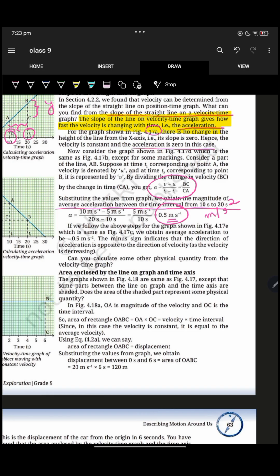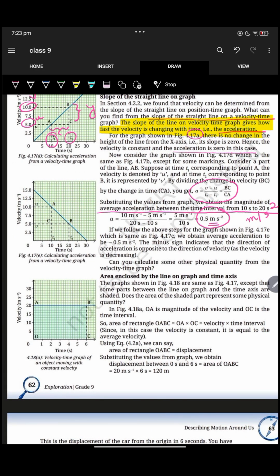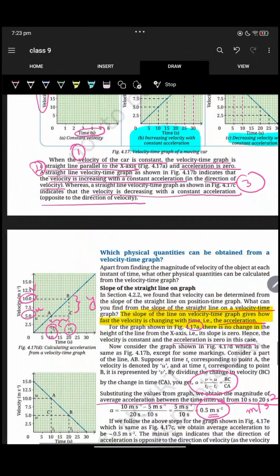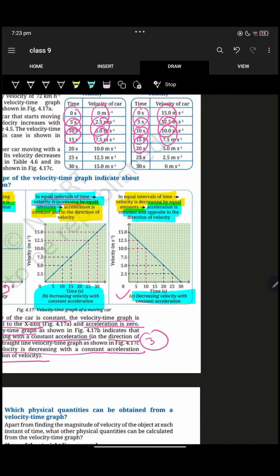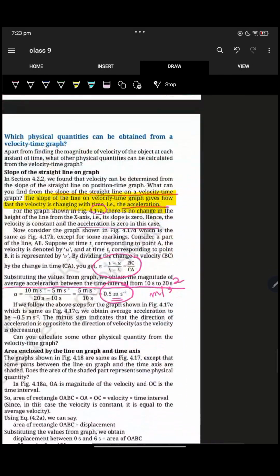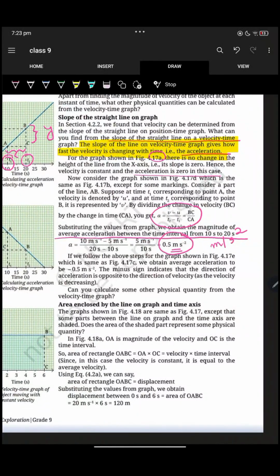So in the C case, what was it? You have seen the plot C. This was the plot C, right? Decreasing velocity with constant acceleration. So we obtain average acceleration to be negative of the increase, that is minus 0.5 meter per second square.